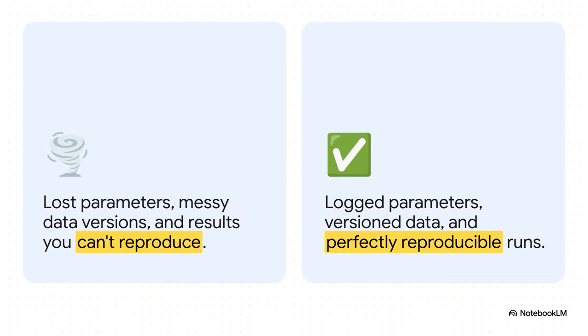And this really captures the whole point, right? The before versus after. Before, you've got lost parameters, results you can't reproduce, messy data, and of course, the classic, well, it worked on my machine. After, with these tools, everything is logged. You get perfect reproducibility. Your data is nicely versioned with Delta, and all your runs are organized and searchable. We're moving from total chaos to complete clarity.